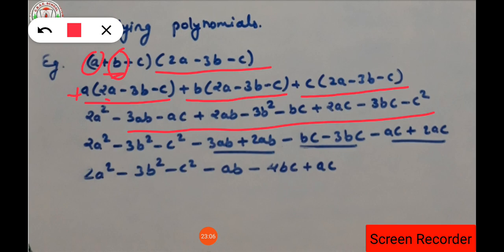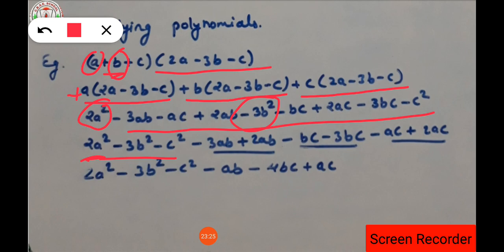terms. So a square is there, no pair of a square, so it will remain single. Then b square: 3b minus 3b square is there, and no pair of this like term is there, so it will remain as it is. In the same way, c square will be there.